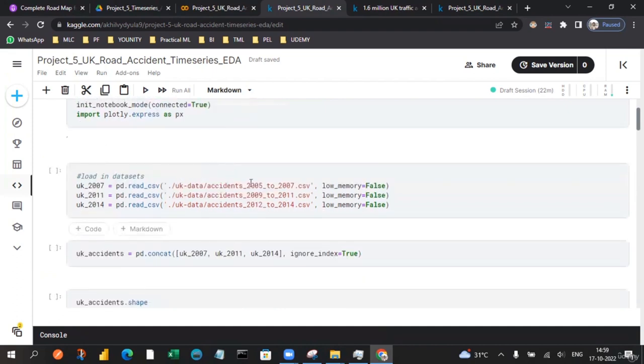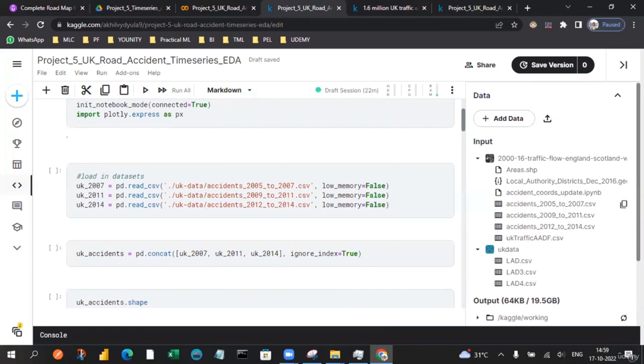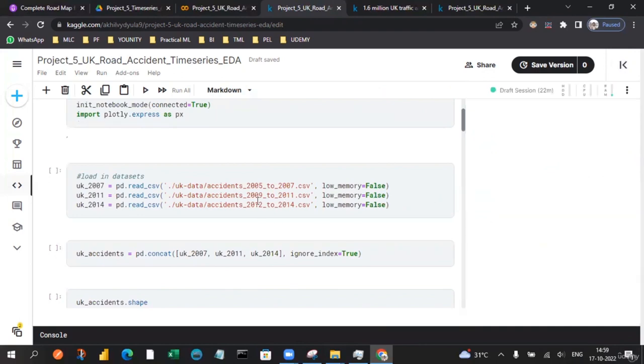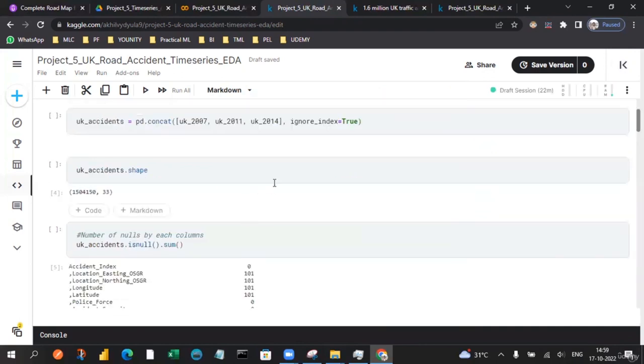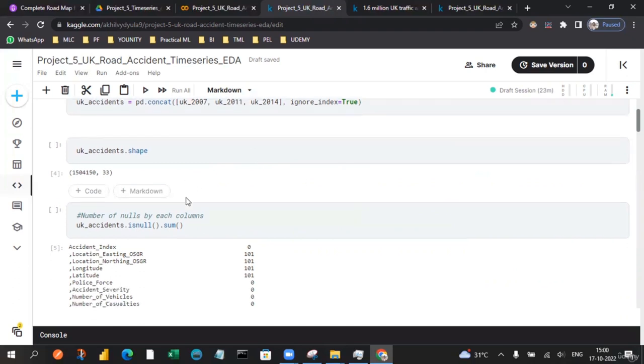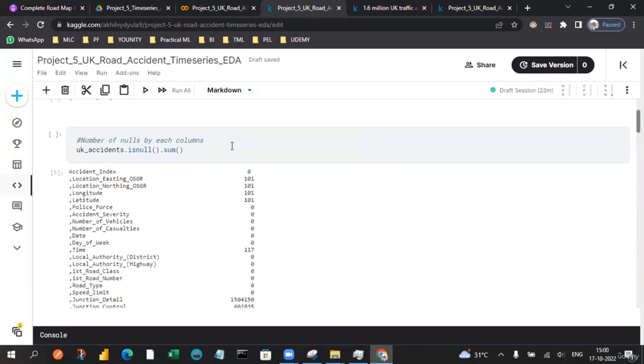I'm importing a bunch of CSV files, as you can see here. These are the CSV files, imported for each and every date. Using this date-wise information, we are going to concatenate these files so that we get the entire data for the UK accidents. I'm using UK accidents as the concatenated data frame, and let's play around with it.